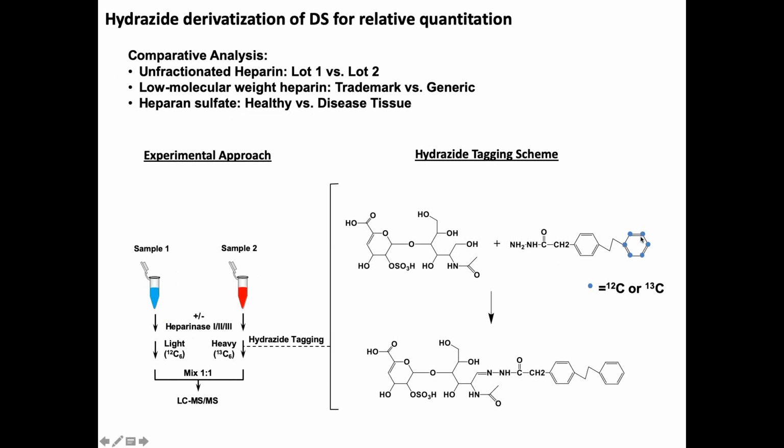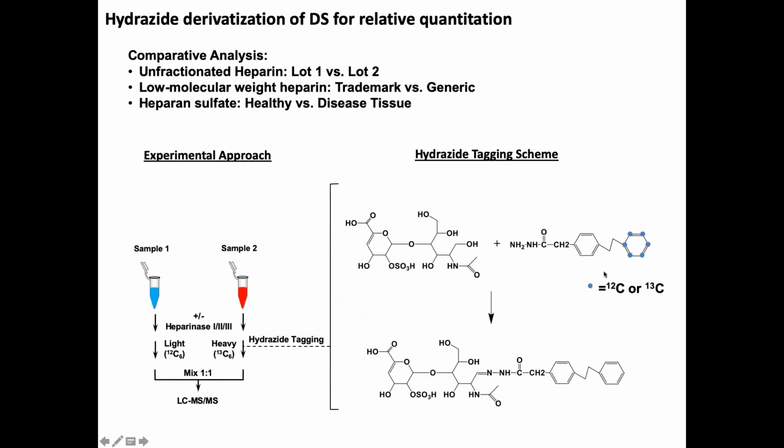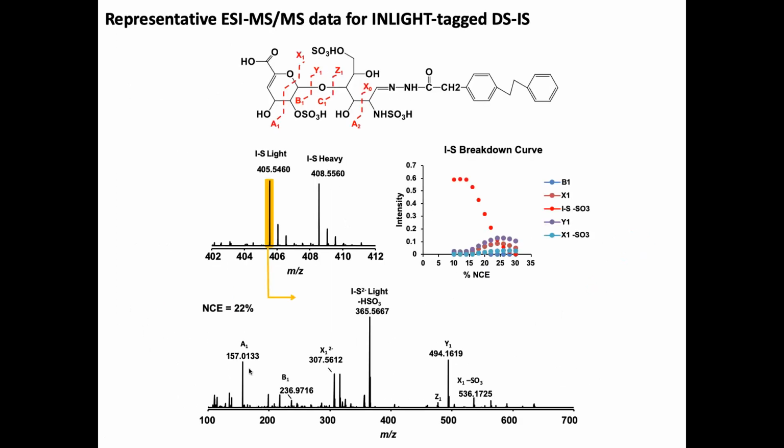So every single carbon in this benzene is either purely carbon-12 or purely carbon-13. So ultimately what you would end up getting is, with 6 carbon-13s, a 6 Dalton shift relative to the naturally labeled. So if I label sample 1 with my light hydrazide versus sample 2 with my heavy, and I mix it together 1 to 1, everything being equal, and then I run it by mass spec, I now have basically a way to do internal or relative comparative quantification.